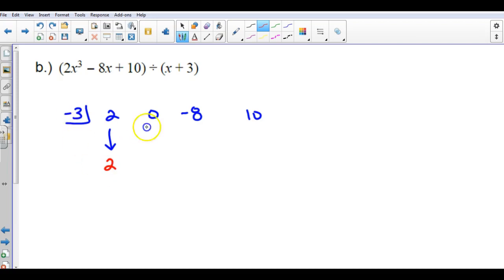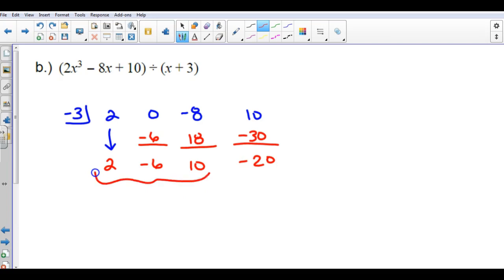I'm going to multiply. So that gives me -6. I'm going to bring this down again. 0 plus -6 is -6. -3 times -6 is +18. Add going straight down again. -8 plus 18 is +10. And then I have a -3 times a +10, which is -30. Add going straight down, my remainder is -20.